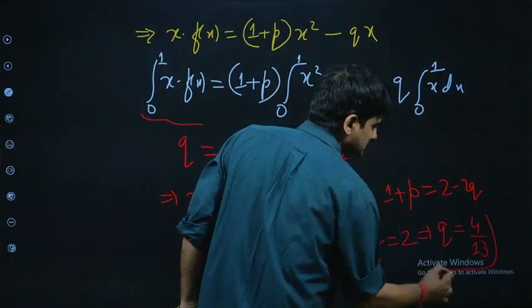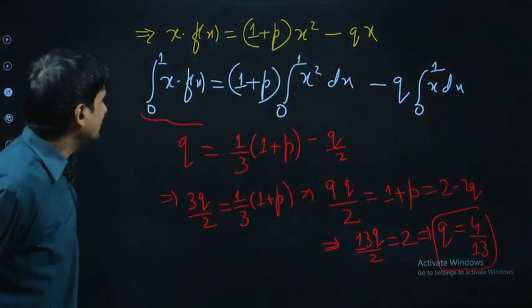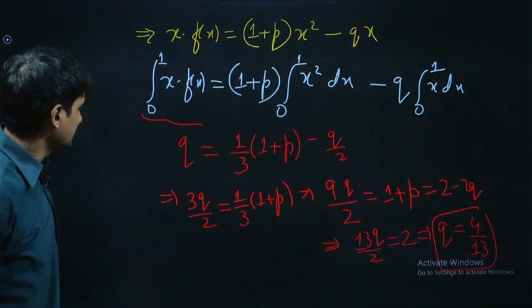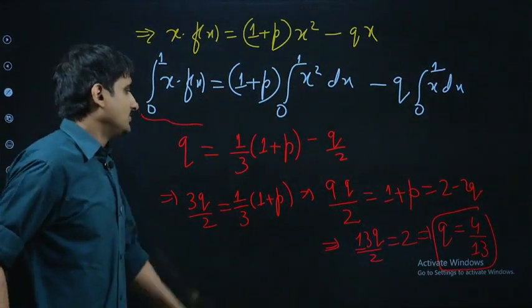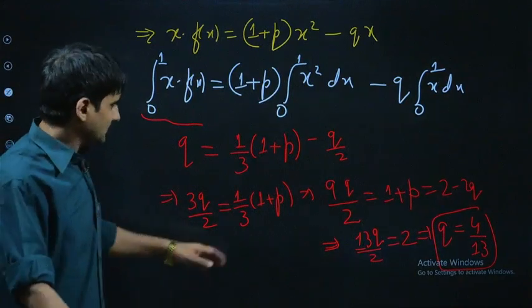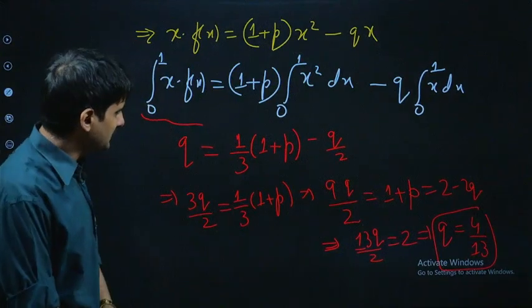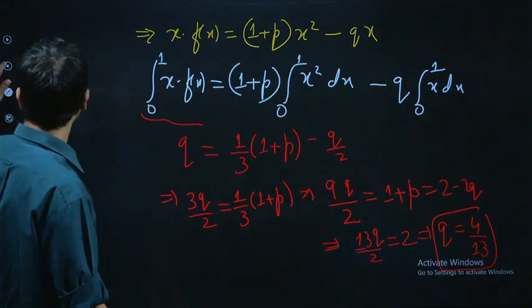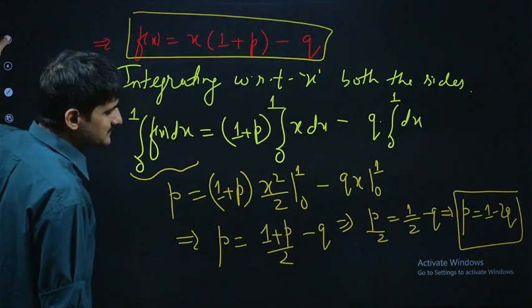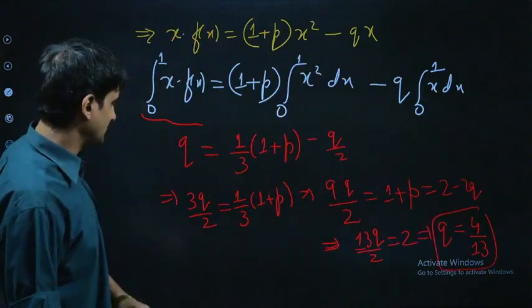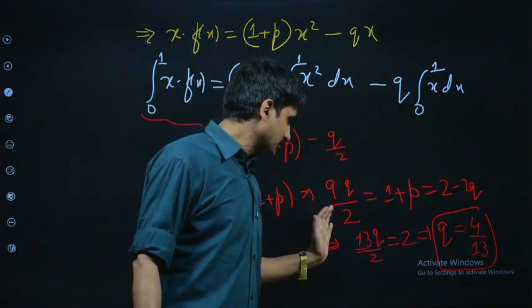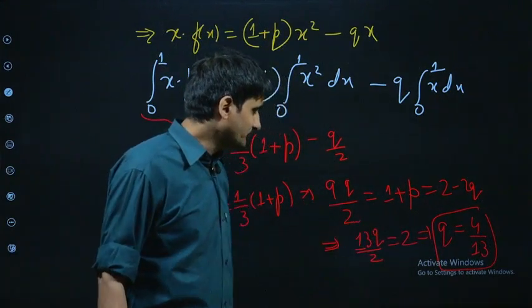If I am not wrong, just check it once. We got 1 by 3 minus Q by 2. We will take it that side. So it's 9Q by 2 is equal to 1 plus P, and P is 1 minus 2Q. Let me check it again. So 1 plus P will be 2 minus 2Q. When we take it that side, 13Q by 2 is 2. Q is 4 by 13.